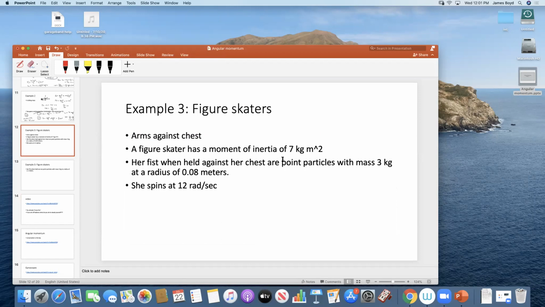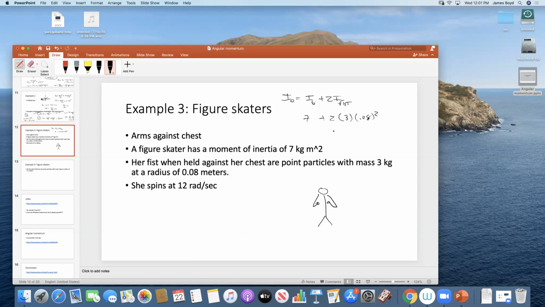So assume that she's spinning around her body axis, and she has her fists tucked up close to her. What you would say is that her I initial is the I of her body plus 2 times the I of her fists. Okay, and we're going to treat her fists when they're up close as point particles that have a mass of 3 and a radius of 0.08. And we're just given what her body axis is. So this is 7 plus 2 times 3 times 0.08 squared.